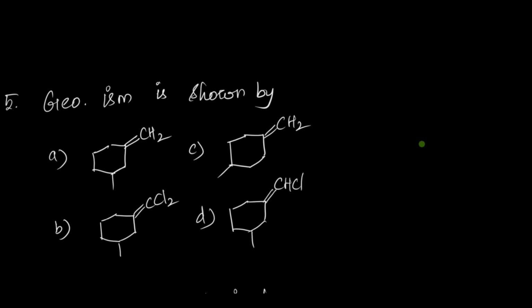For these types of questions, just see where the double bond is. Okay, where is the double bond? Here I'm having a double bond. This carbon and this carbon are our main focus. This carbon has 2 hydrogens, so obviously it is not the correct answer. This carbon also has 2 hydrogens.